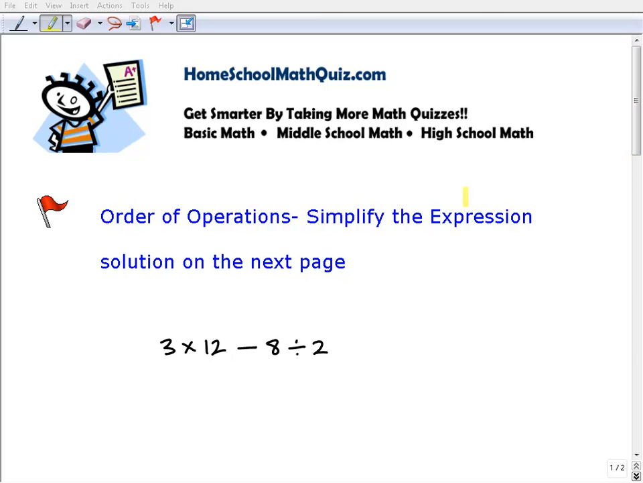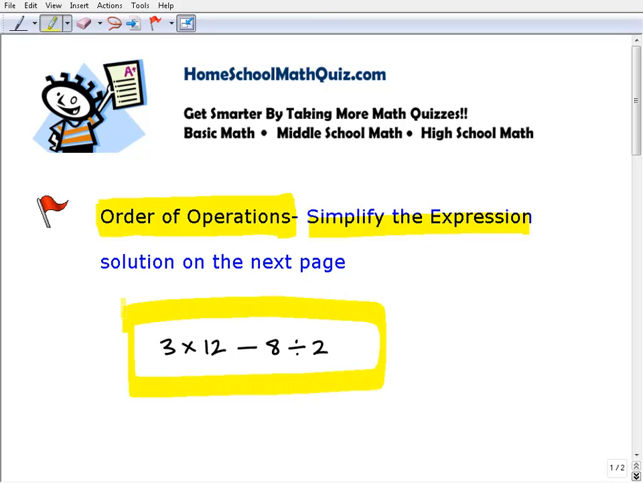Okay, so let's go ahead and take a look at our quiz problem here. It has to do with the order of operations. I know, your favorite topic. So we want to simplify the expression using order of operations, and here is our expression. Nice and easy problem. Hopefully you had a chance to do it. If not, you might want to pause the video and see if you can do it now.